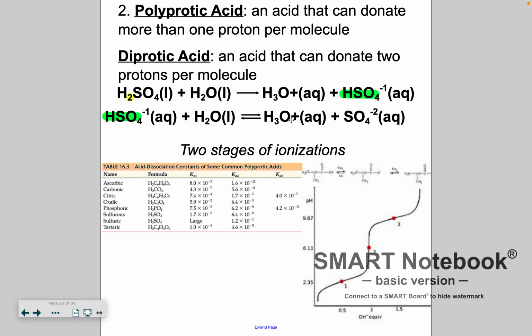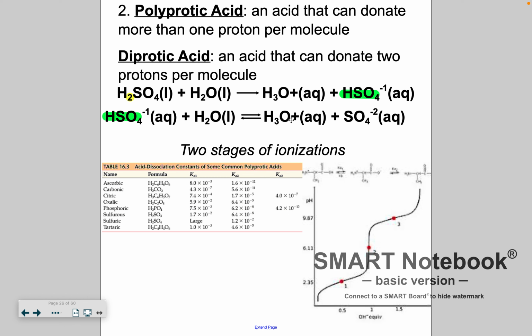Triprotic means that it donates 3. So this H3PO4 becomes H2PO4, but then that molecule can interact with a different water molecule, and now H2PO4 becomes HPO4, but we still have a proton that can be given, and it can interact with a different water molecule and form hydronium, and just plain PO4. And again, you can see the changes in that. As it loses protons, it becomes more basic.